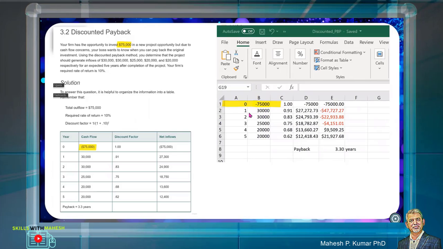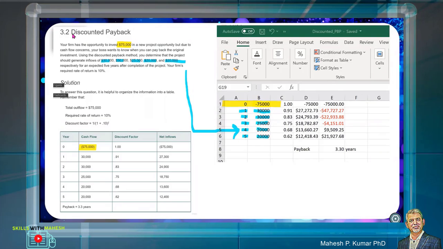And then after year 0, in the first year, second year, third year, fourth year, and fifth year, the question gives us cash inflows of 30, 30, 25, 20, and 20. So this is 30,000, 30,000, 25,000, 20,000, and 20,000. These are from the question, all these numbers, right?